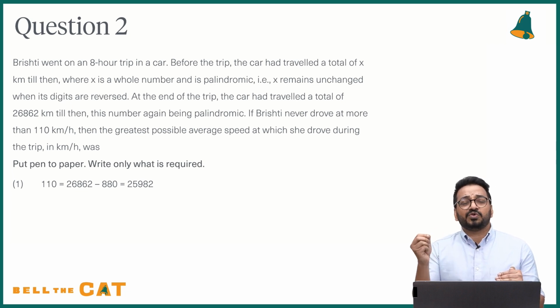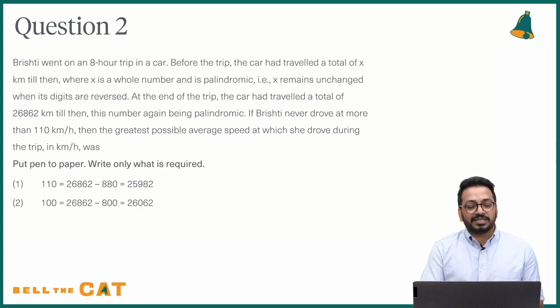26862 minus 8 into 100 is 800. 26862 minus 800. What goes? The 8 becomes 0. The number becomes 26062. 26062 from left to right, 26062 from right to left, it's the same number. So that is your answer.